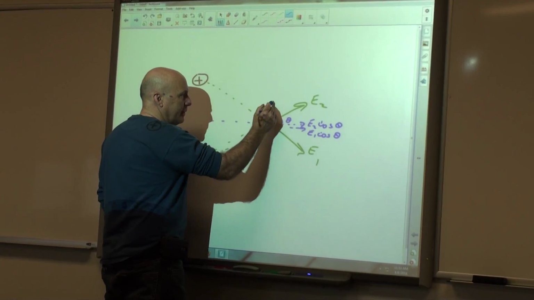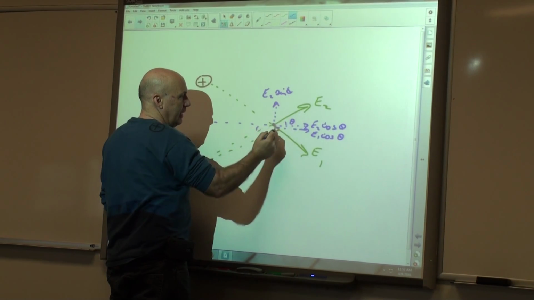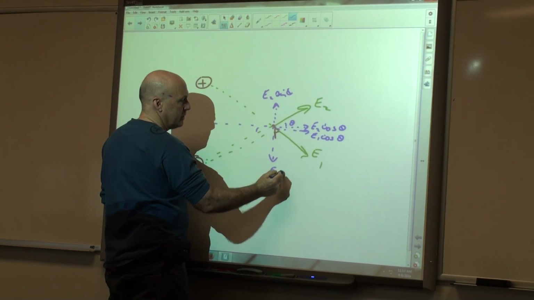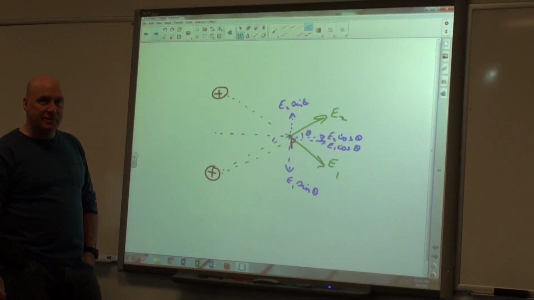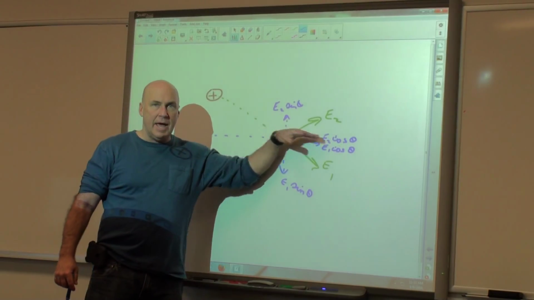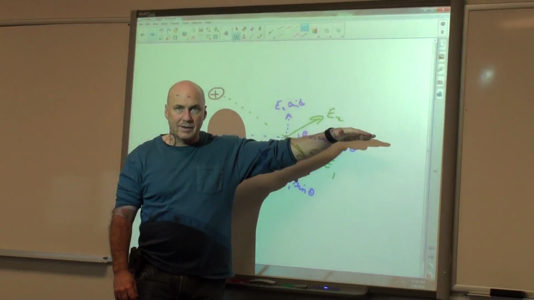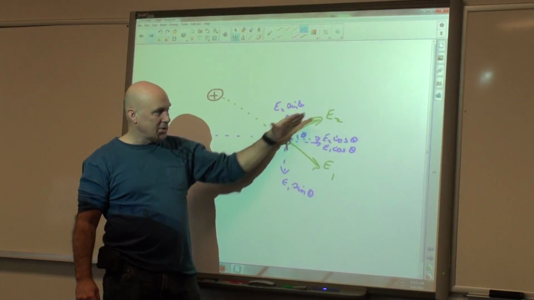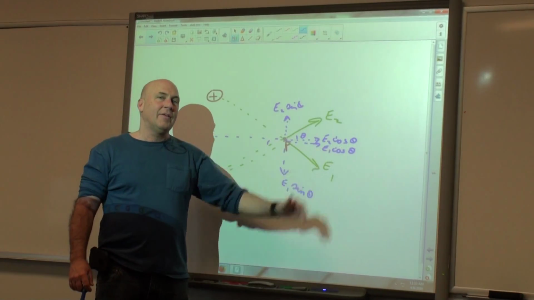But the Y component, E2 sine theta, and over here, E1 sine theta, can you see that the vertical components will cancel? So you got some symmetry going on here. So you can calculate the net electric field at that point. And the answer is horizontally. Get it? Even though this one's up and to the right, this one's up to the left, and the Y components cancel, the x components add.